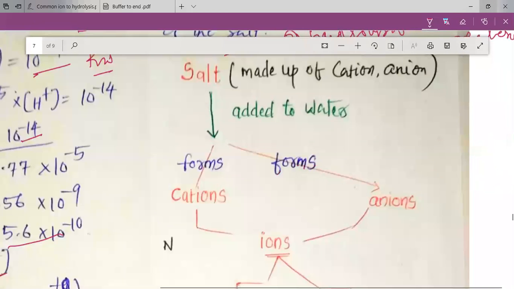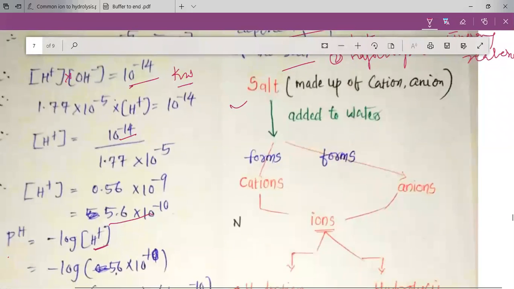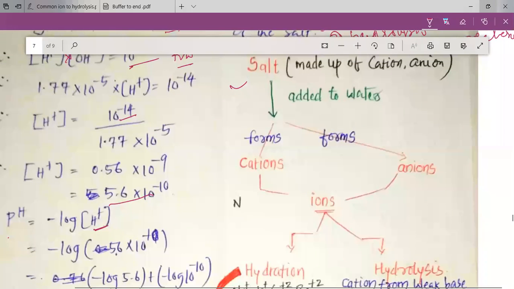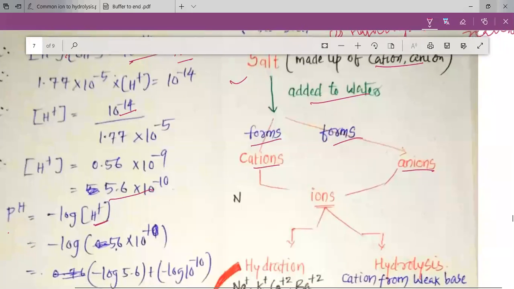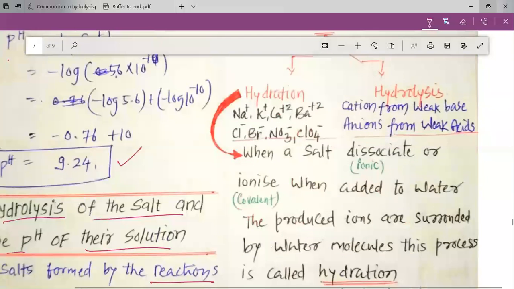Just let me show you with some kind of mind map. Let us look into it. My dear students, let's have a look at this. Suppose we have salt. This salt is made up of cations and anions. So when we add it to the water, it forms the cations and the anions. So we have now these ions. These ions undergo two different processes. One process is hydration, another process is hydrolysis.